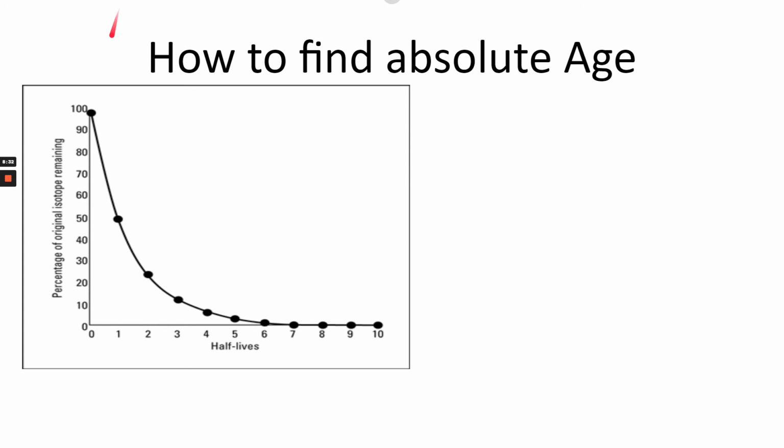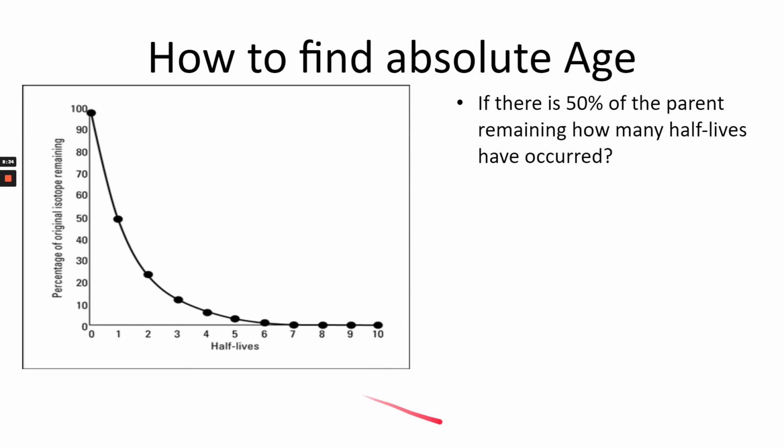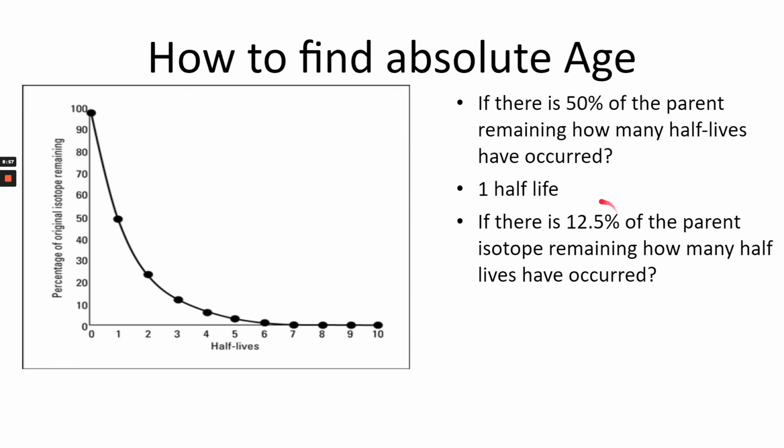When we're looking to find the absolute age of something, we want to know, first of all, how much parent's remaining. So if I have 50% of parent remaining, then it's 1 half-life because it's half, right? So whenever we do these things, if you're given a percentage, you need to figure out how many half-lives have gone by. That's always going to be the first thing you have to do. Now, what if there is 12.5% remaining? Okay, so 1 half-life is 50. 2 half-lives is 25. 3 half-lives is 12.5, because remember, this keeps getting cut in half.